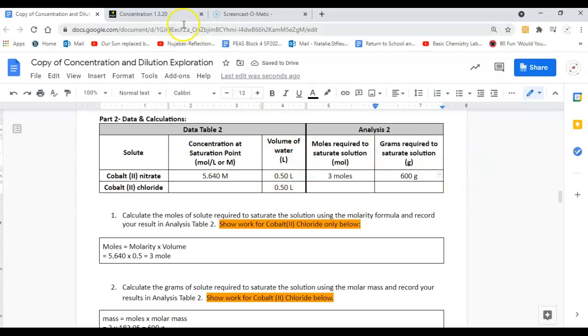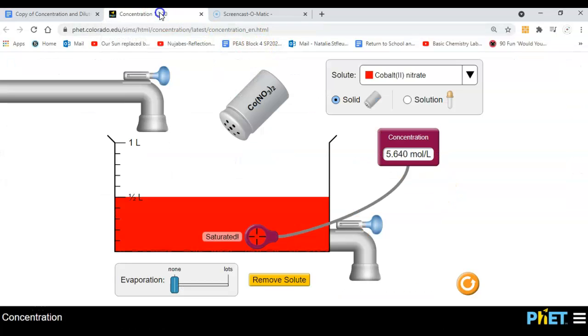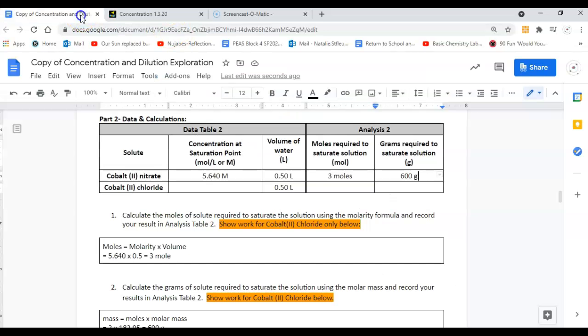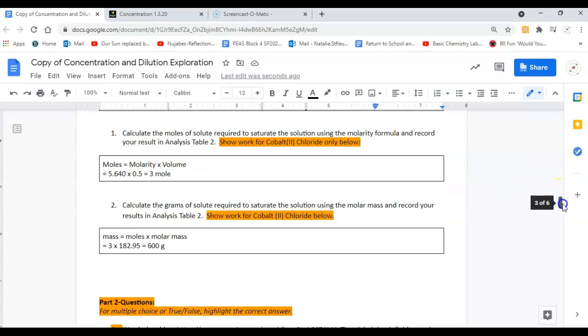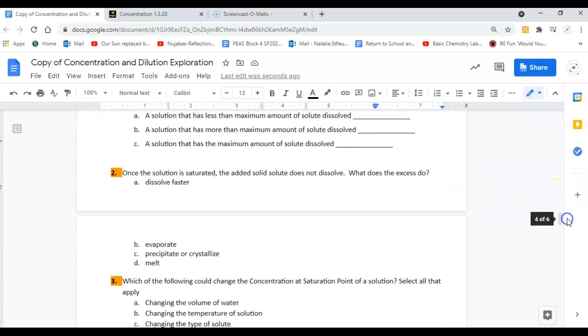All right, so if you have a half liter of your solution, you're going to need 600 grams of cobalt nitrate in order for it to be saturated. So that's the work that we're looking for here. All right, so that's it for that, and then you can answer the post-lab questions.